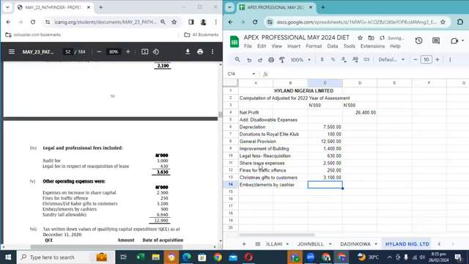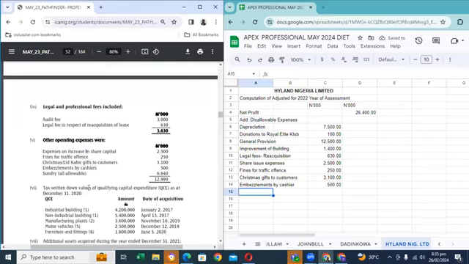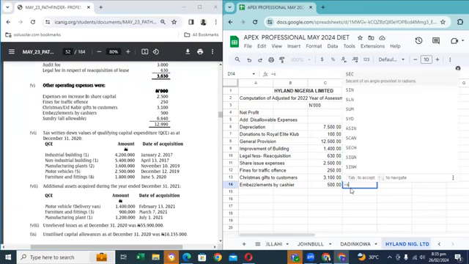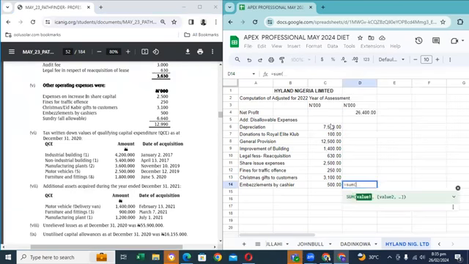How much is it? 500. Then next thing, how is tax written down value? It's just for capital allowance. So I think we fitted all of this. What's total allowable? Total allowable expenses.